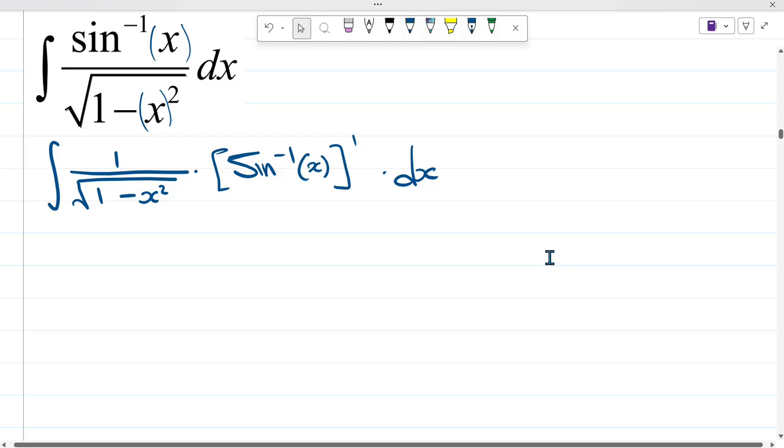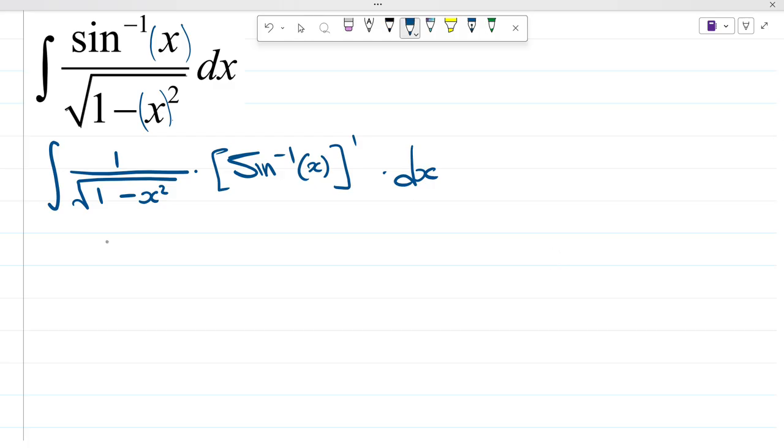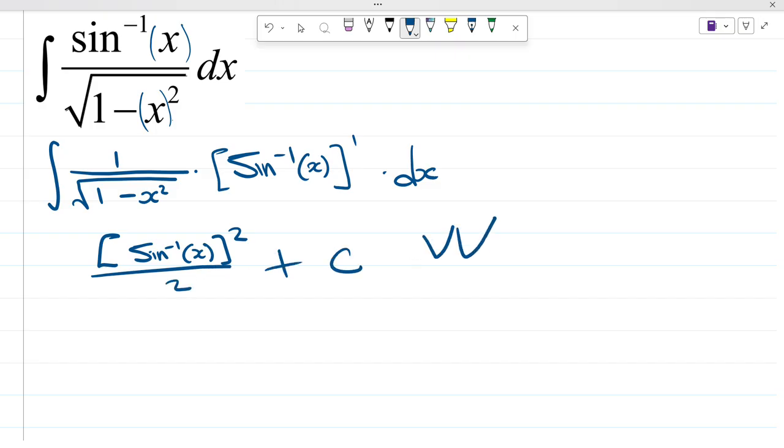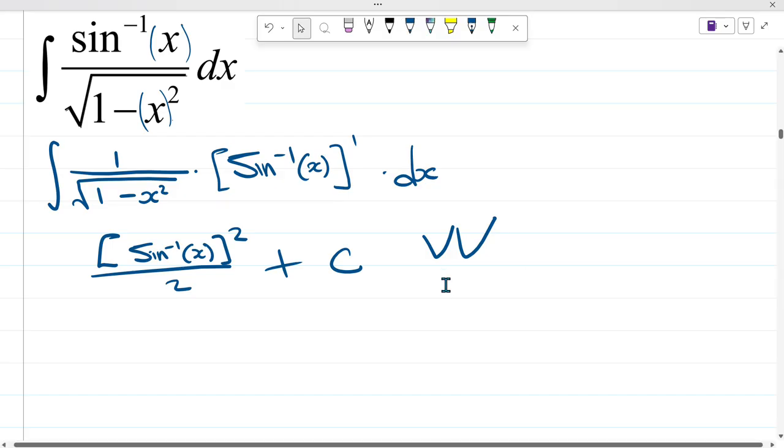So that's what we're going to do as well. So here we're going to conclude that the answer for this is just sine inverse of x squared over 2, then plus c, then ta-da, you have your answer. So that's just it, guys. No need to stress.